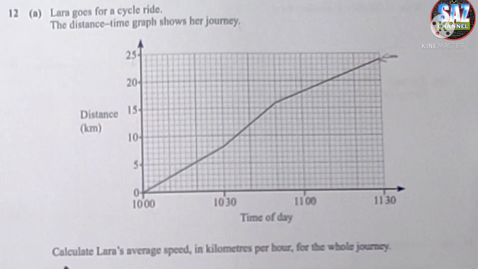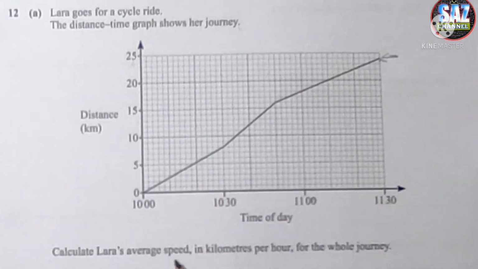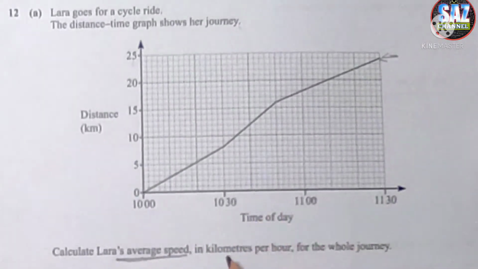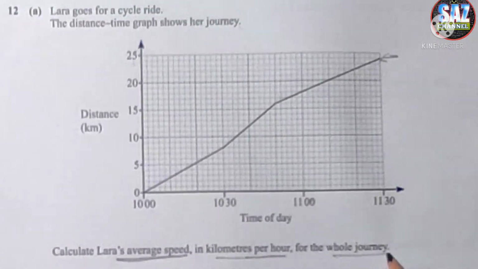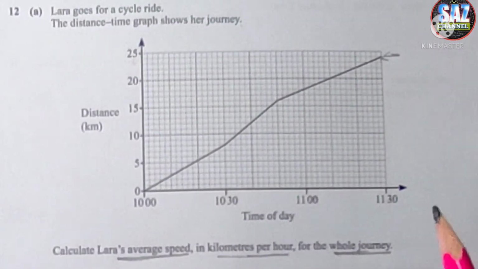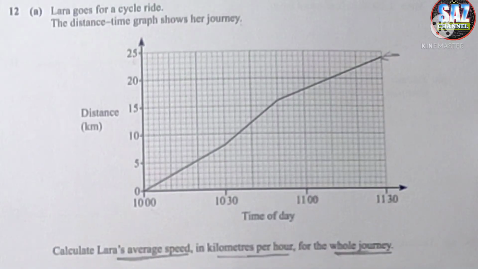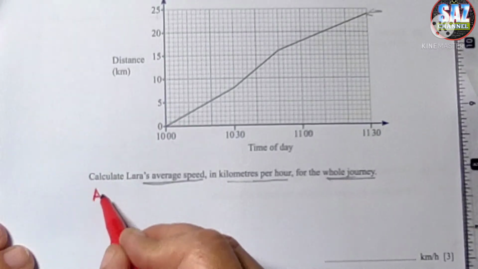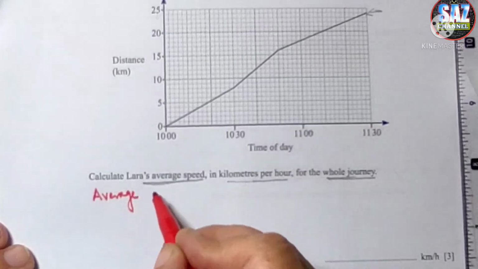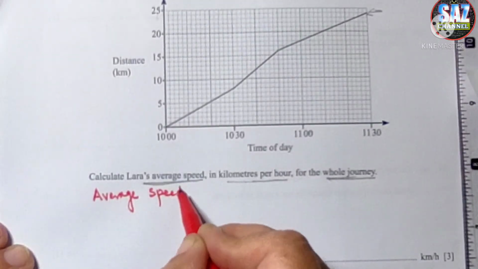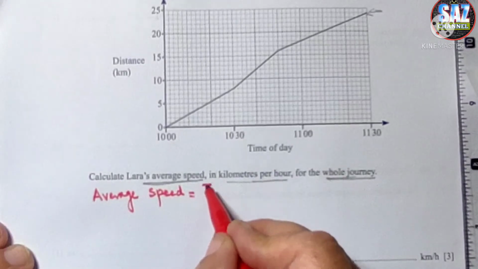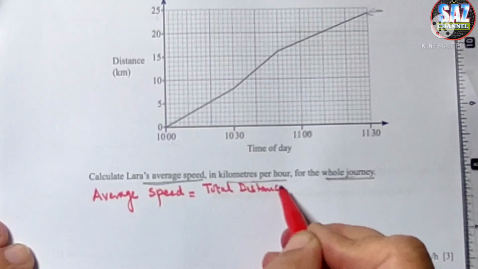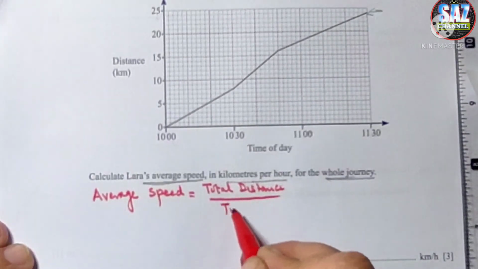Now coming to the question: calculate Lara's average speed in kilometers per hour. It's average speed, and in kilometers per hour, for the whole journey. So it's really important to underline important terms of the question. The formula for average speed is distance traveled upon time taken. Average speed, and the answer has to be in kilometers per hour. Total distance traveled upon total time taken.